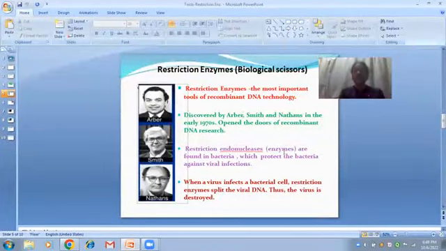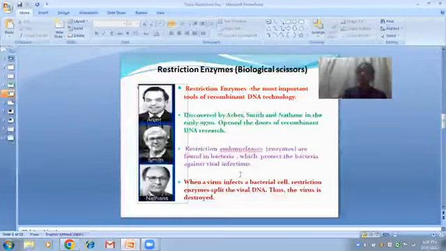of bacteria. The bacteria has a capacity to protect itself against viral infections by the presence of the restriction endonuclease enzyme, a special type of enzyme. This enzyme lives in the bacteria. Generally, when a viral infection happens in a bacterium, the bacterium dies; for resistance, it has a special type of enzyme, that is restriction endonuclease enzyme.